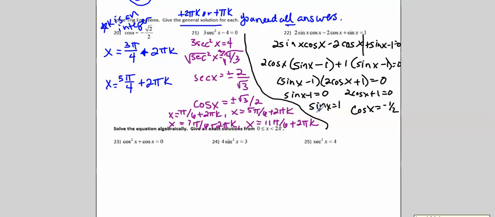So the places on the unit circle where the sine is 1, that just happens at pi over 2. So let me see if I can write that answer down here. X equals pi over 2 plus 2 pi k. And where the cosine is negative 1/2, that happens in 2 places. X equals 2 pi over 3 plus 2 pi k, and x equals 4 pi over 3 plus 2 pi k. So there are 3 sets of answers. 1, 2, 3.